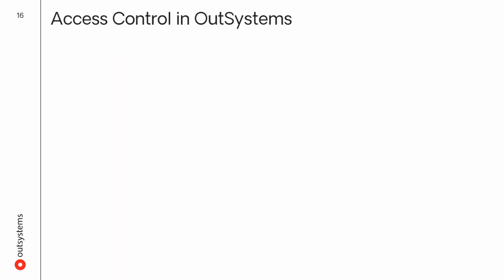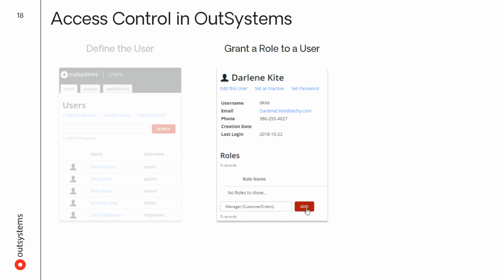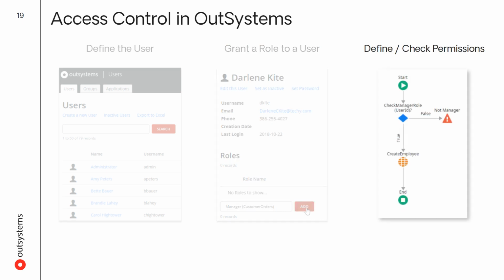In sum, there are three parts that compose access control. We create and manage the end users in the built-in Users application. Then, users can have roles assigned to them. And then, we check the permissions to perform a certain task, based on the role. This way we guarantee that only users with that role can perform that task.